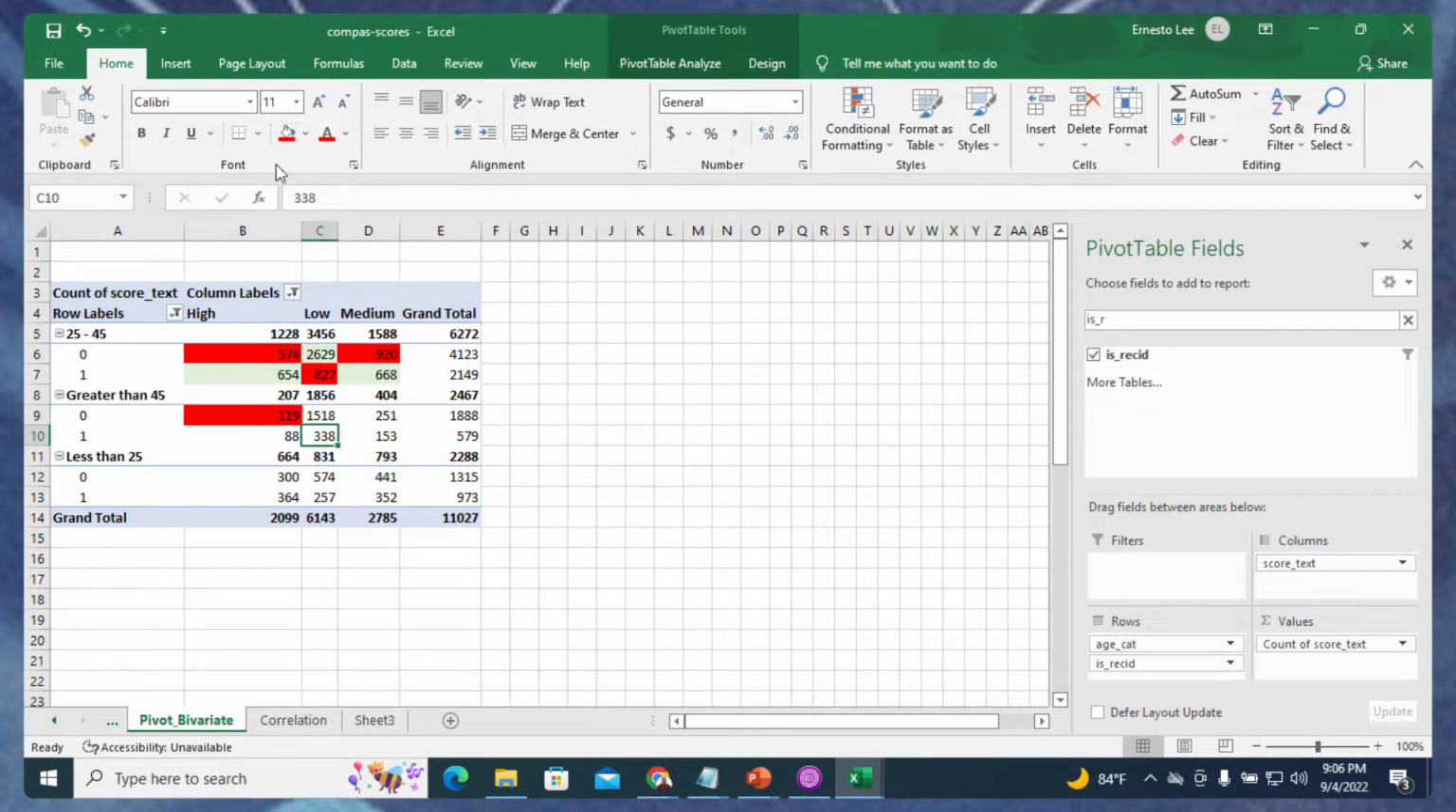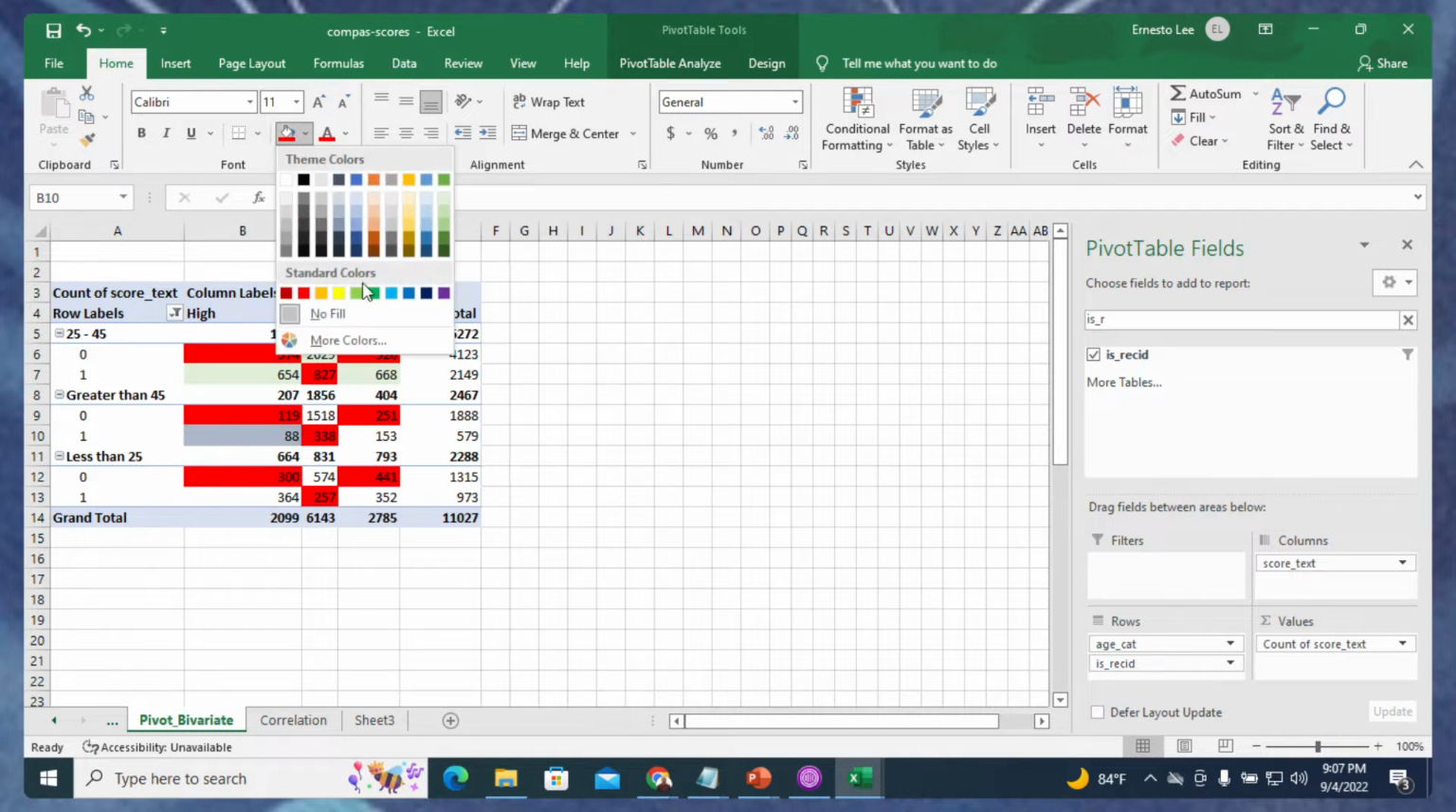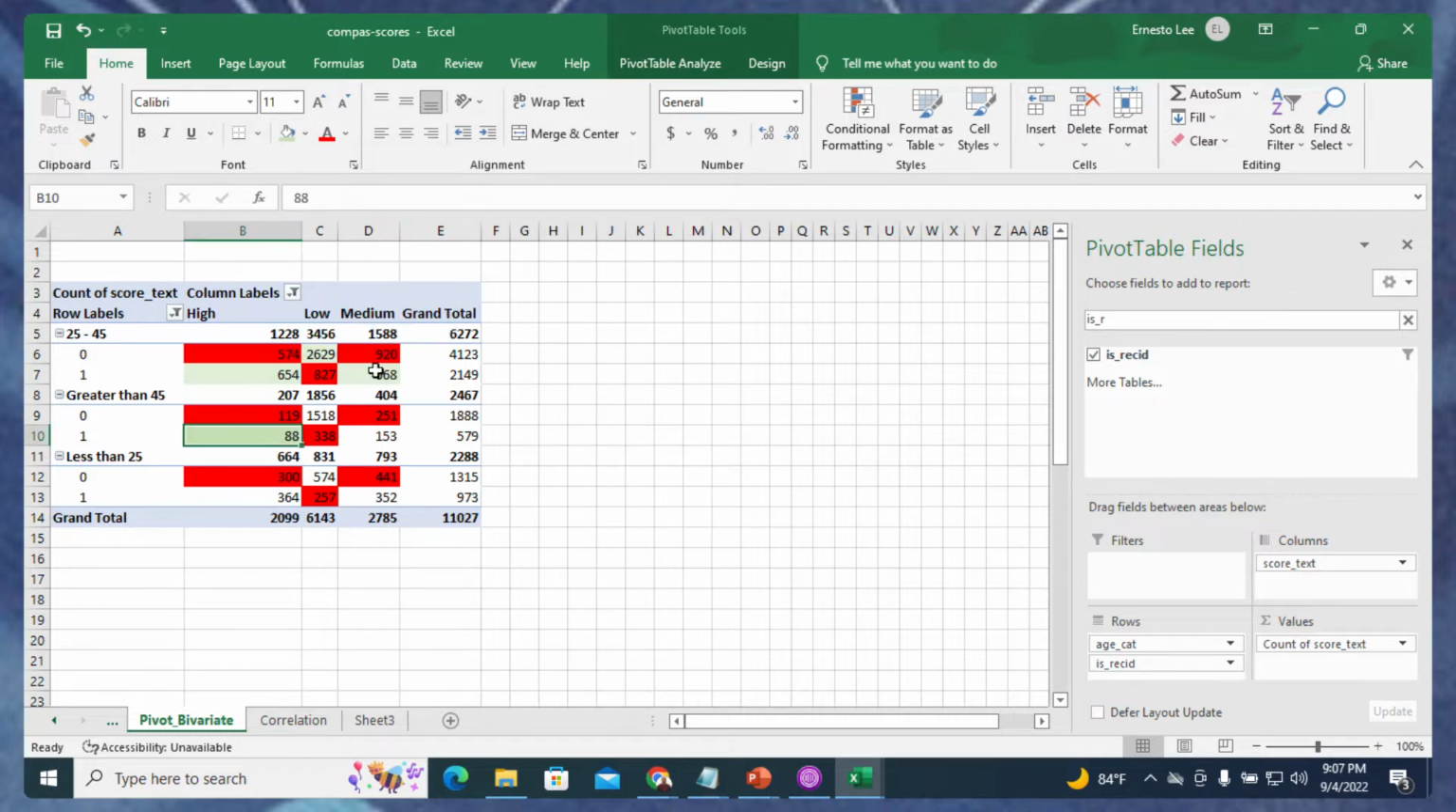Red, red, red, mistake, red, red, red. These are all mistakes. And the green would be here. I'll make this a little greener. Here, here, here. These are all the ones that the algorithm got correct.